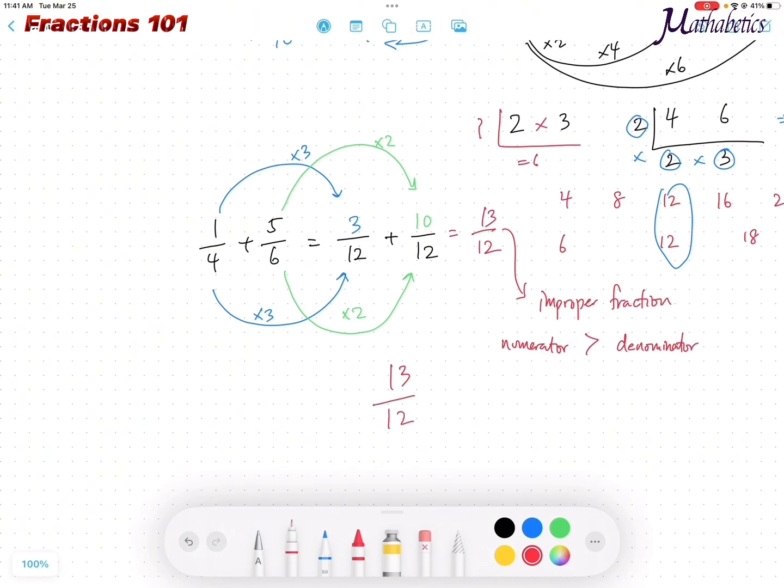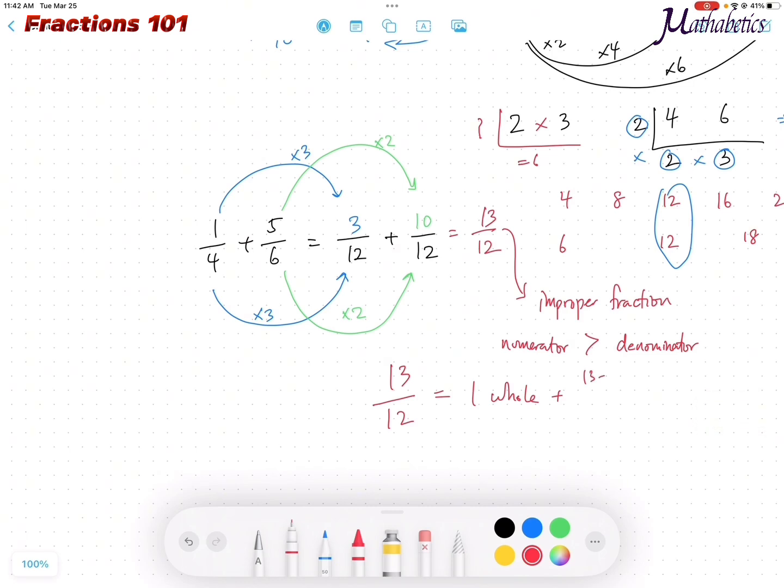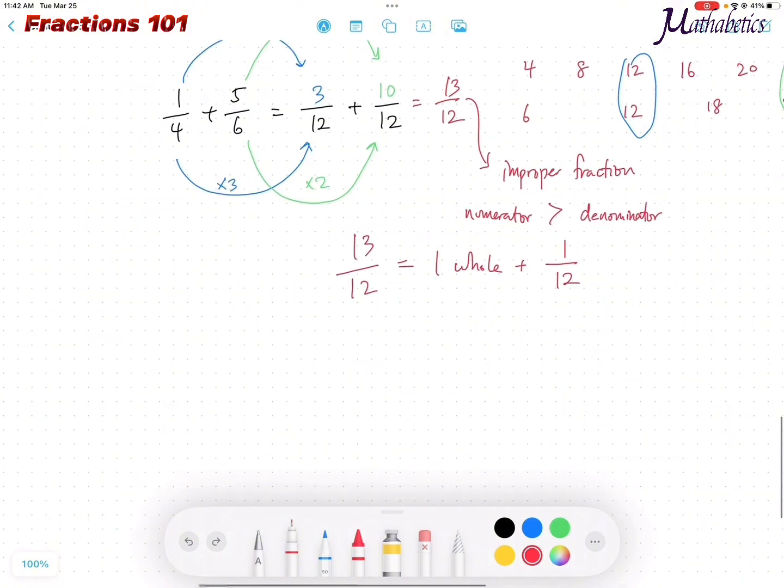So 13 over 12, how many wholes are there in 13? Well, only one 12 is in 13. There's no double that. So that means if I take out a 12, I have 1 whole, plus whatever's left. You have 13 minus 12, so you have basically 1 over 12. So in that case, we can rewrite this as 1 and 1/12, which we call a mixed number.